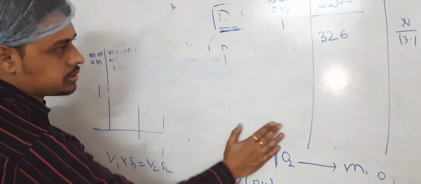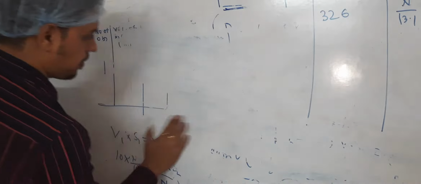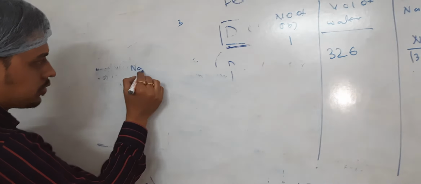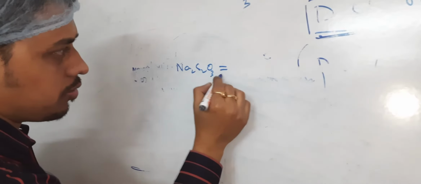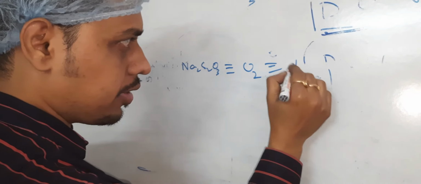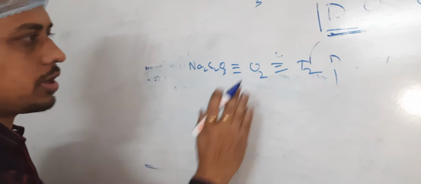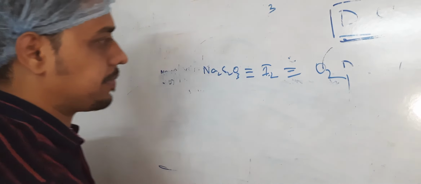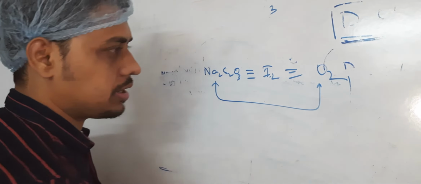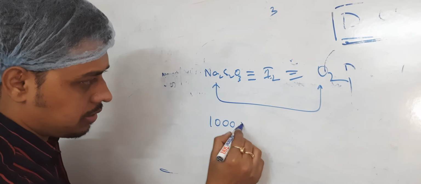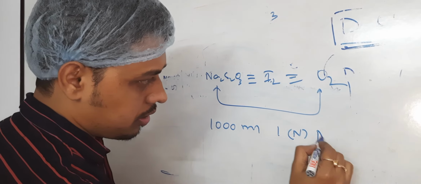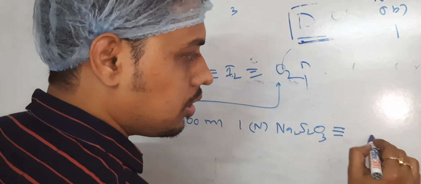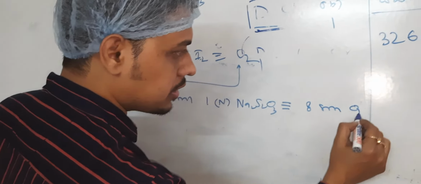How will we calculate? We have already told you that sodium thiosulfate will be equivalent to iodine, will be equivalent to oxygen. That means sodium thiosulfate is equivalent to oxygen. So 1000 ml of 1 normal sodium thiosulfate is equivalent to 8 grams of oxygen.